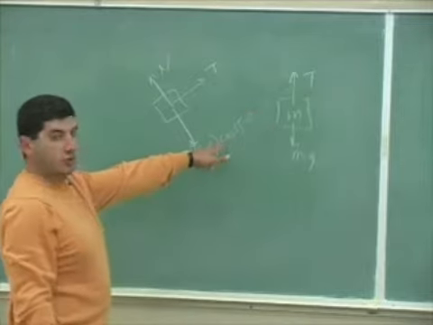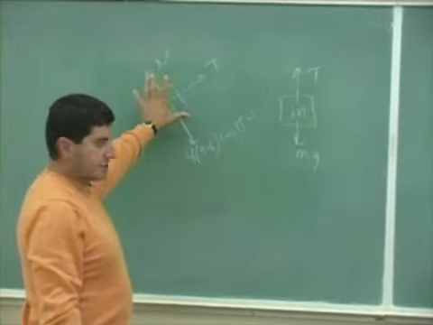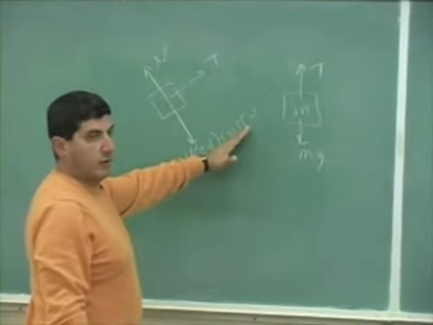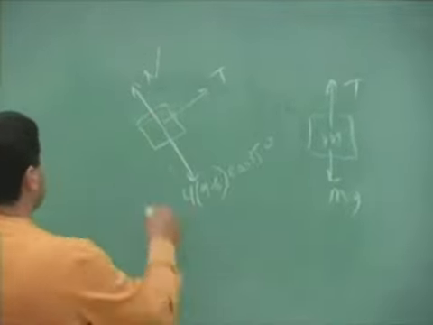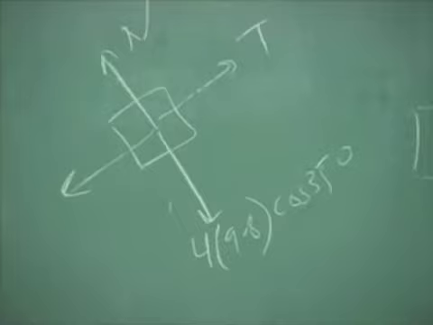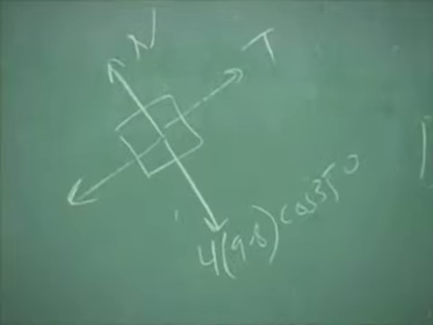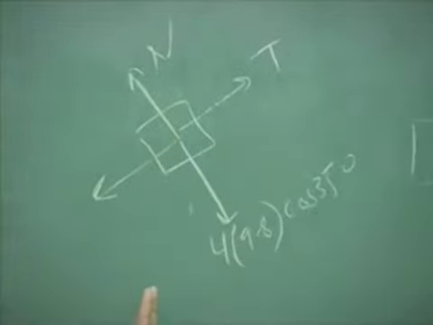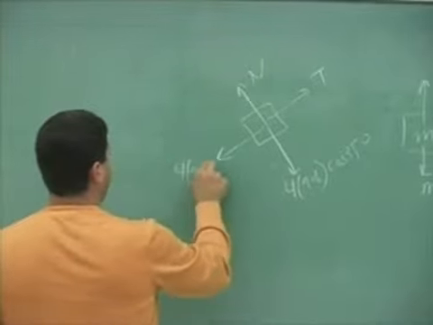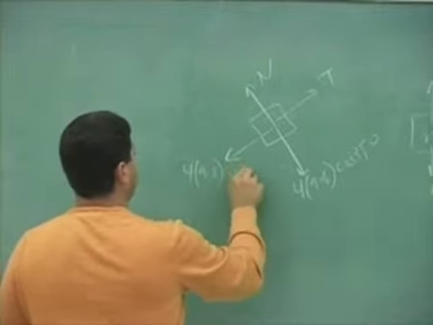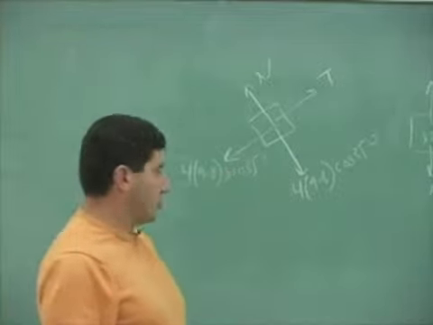you see 4 times 9.8 cosine 35. So when I'm going to draw the forces, I'm already going to put the y component of the force, the perpendicular component of the weight, and the horizontal component of the weight is what? 4 times 9.8 times sine 35. And you don't even have to draw the total weight, you know. So those are the forces right there.